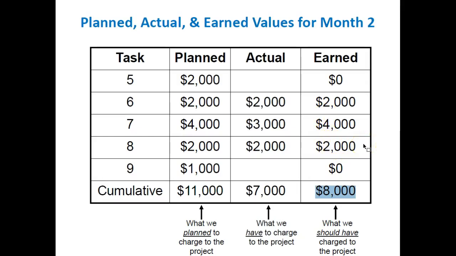Now, it's important to note that if you're using something like Microsoft Project when you're tracking these types of things, if you are 50% done with your task 5, you might get 50% of the earned value. So in that case, you would get $1,000 for earned value if you were 50% done. We're not doing that here because we're using this example to show you how this works, okay?